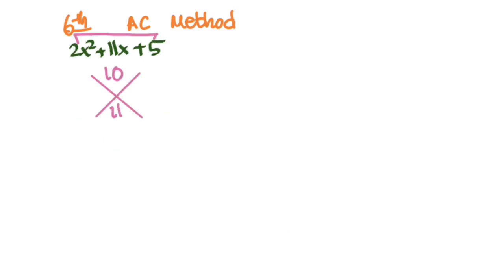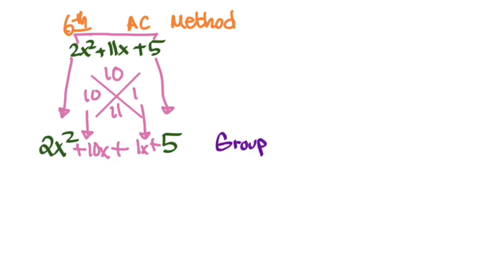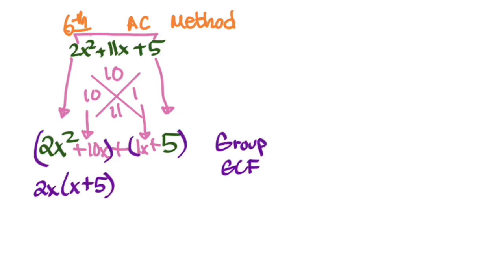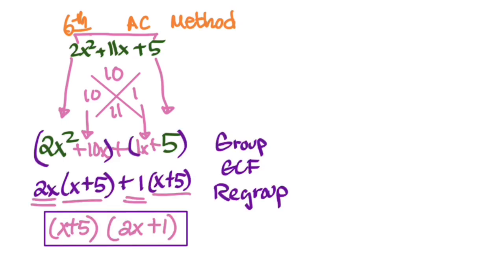Where I have to multiply the A and the C to add to be the B value. And then I bring down and bring down. I find my two factors. And now I group, taking out a GCF and regrouping.